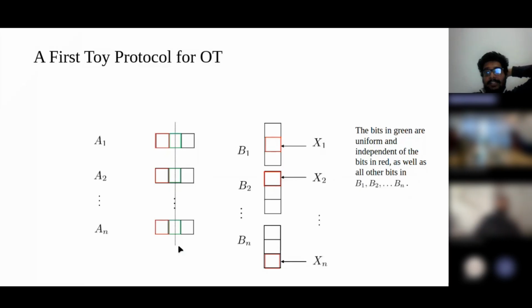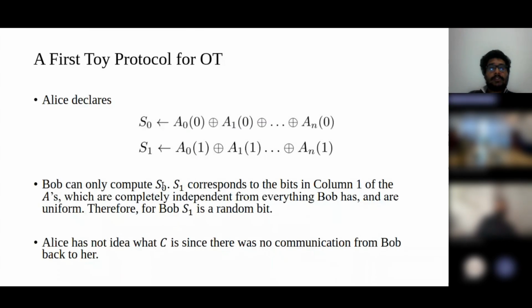But after she has sent Bob her inputs, Bob can only know one of these columns, and the other column is going to be completely random to him. So he gets to know only one of these. The other one, because of the randomness, is completely independent of whatever he has. Okay. Is this clear, everybody?